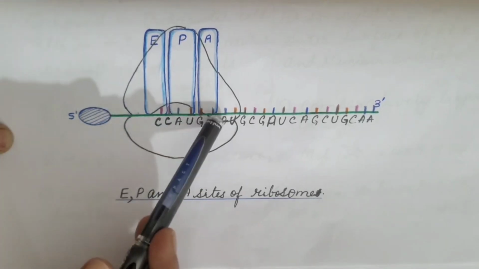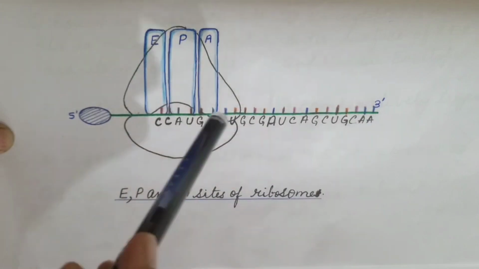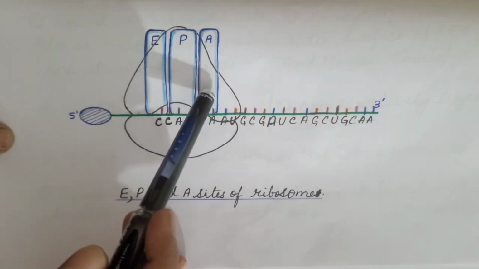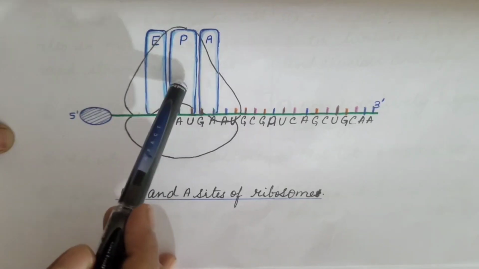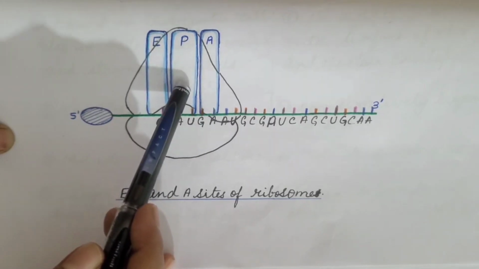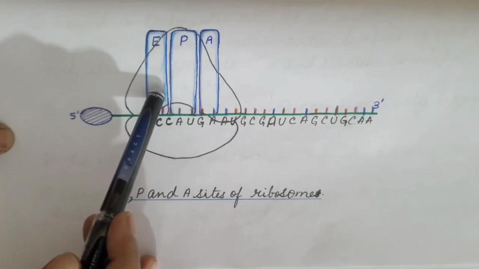Now, let us see the structure of the functional ribosome. This is the smaller subunit, this is the larger subunit. This is the messenger RNA. The three sites of the ribosome are the aminoacyl transfer RNA binding site or A site, this is the peptidyl transfer RNA binding site or P site, and this is the exit site or E site.